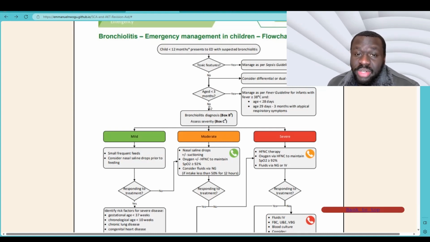Because bronchiolitis is viral, it usually resolves on its own with supportive treatment. But if it's bacterial at that age, the child is so vulnerable. You probably wouldn't lose much if you start antibiotics as quickly as possible.